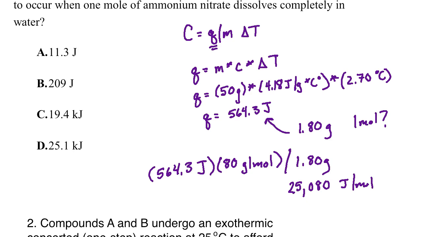So if we look at this, okay, this would be closest to answer D. And keep in mind, kilojoules, right, simply means that we're moving the decimal over 3 spaces, 1, 2, 3. So it would be 25.080. So with rounding and significant figures, you're looking at answer D as the most likely choice here.